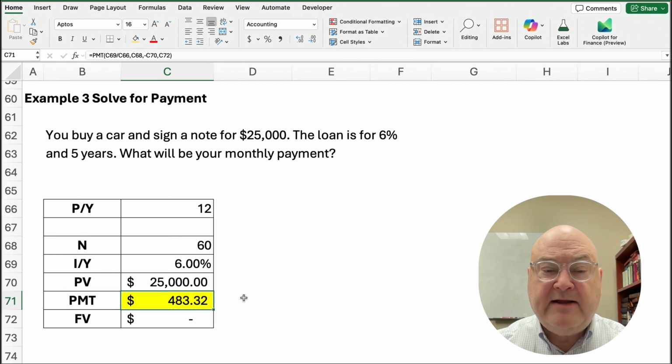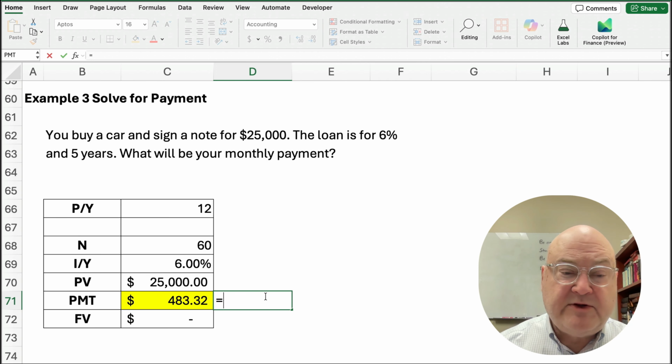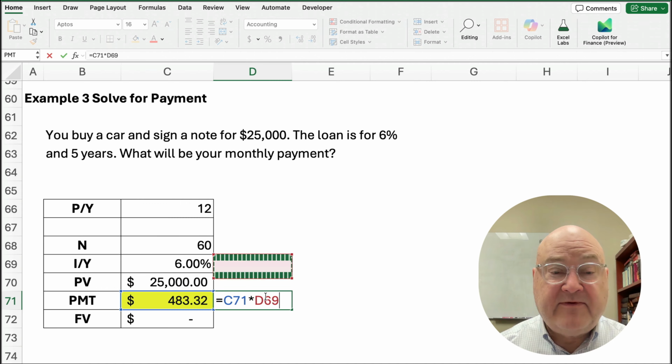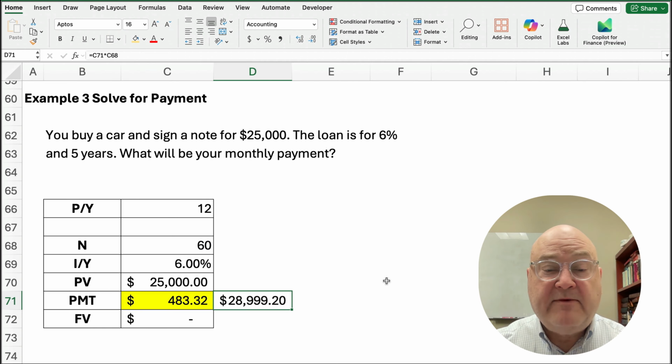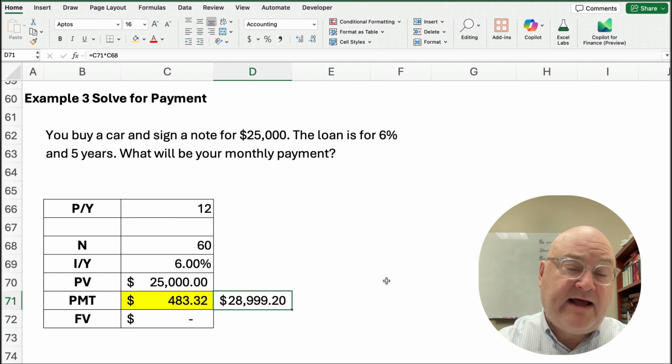$483.32. Well, how many payments are you making? 60. Well, how much are you paying for this car? $483 times 60, you're making total payments right at $29,000, $28,999.20. So you have purchased this car for $25,000, and then interest takes you to right at $29,000. You're paying over 5 years, over 60 months, you're paying an extra $4,000 of interest. So this car that you got a good deal at $25,000, you're paying $29,000 over the 5 years. So that's how to do the time value of money calculations on a financial calculator.